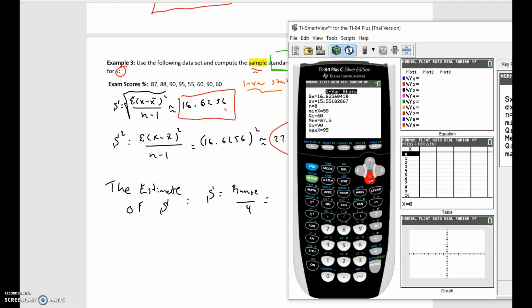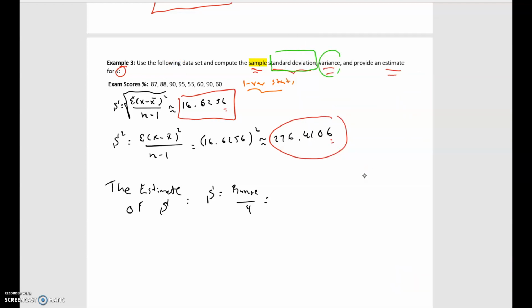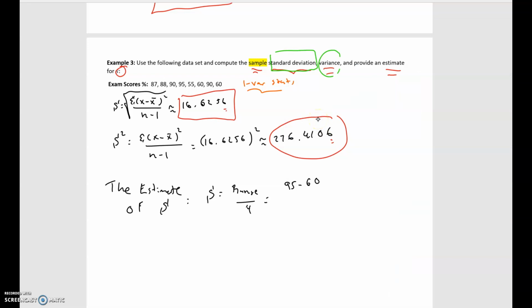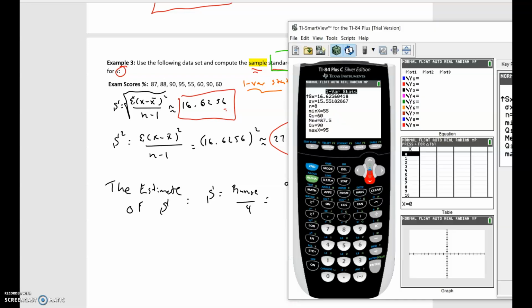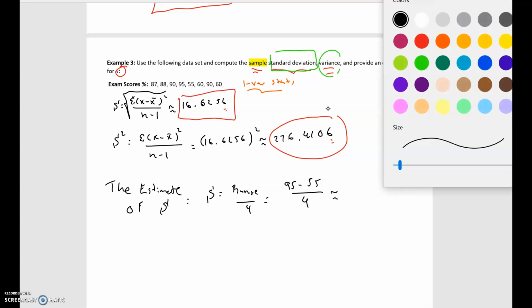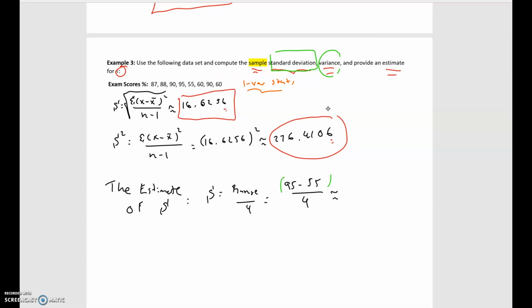So your maximum value happens to be 95. So 95 minus the min value, which is 60, divided by 4. That would be the formula. So 95 minus the, 55 is the min, divided by 4, and as you're punching it into the calculator, you're going to need parentheses there. So please evaluate. We'll compare values. In this case, I'm obtaining the value of 10.